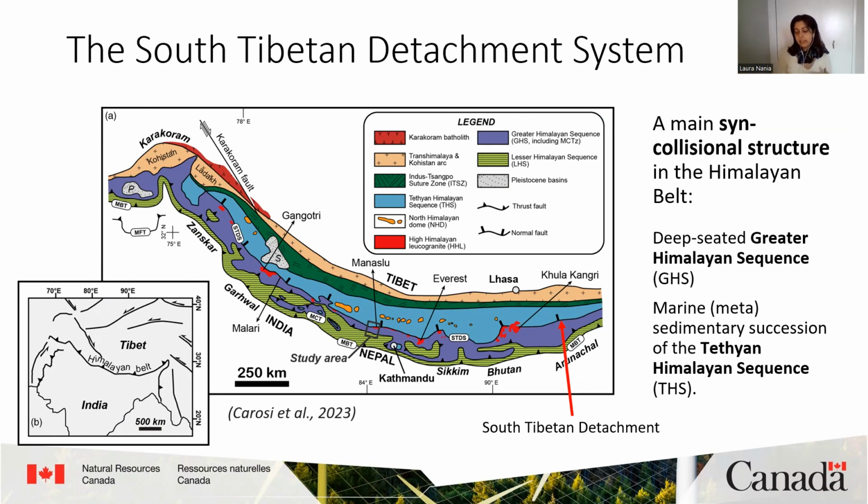This structure has a top-down-to-the-north sense of shear, which is in contrast with the sense of shear recorded by the major thrusts along the belt, which are south-directed thrusts. These structures have been widely used in the literature to reconstruct tectonic models that later on have also been applied elsewhere around the world.